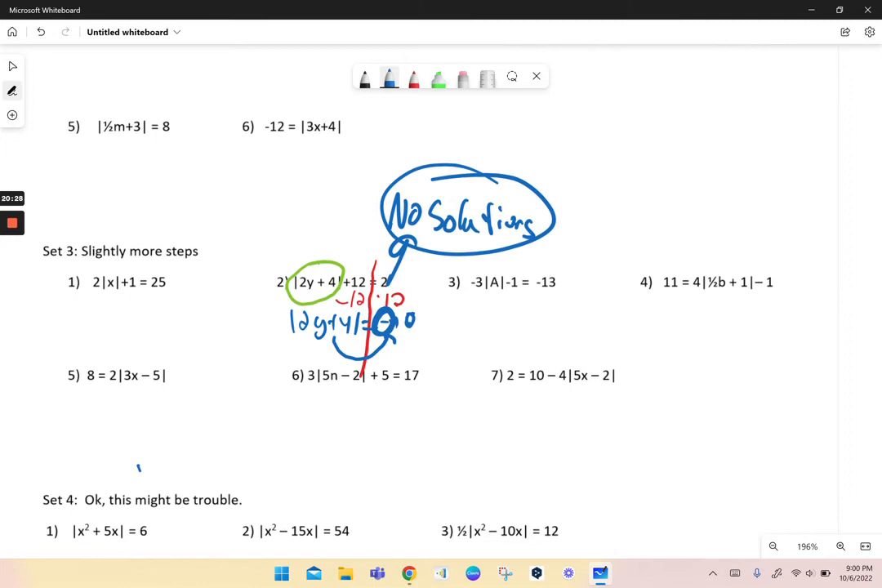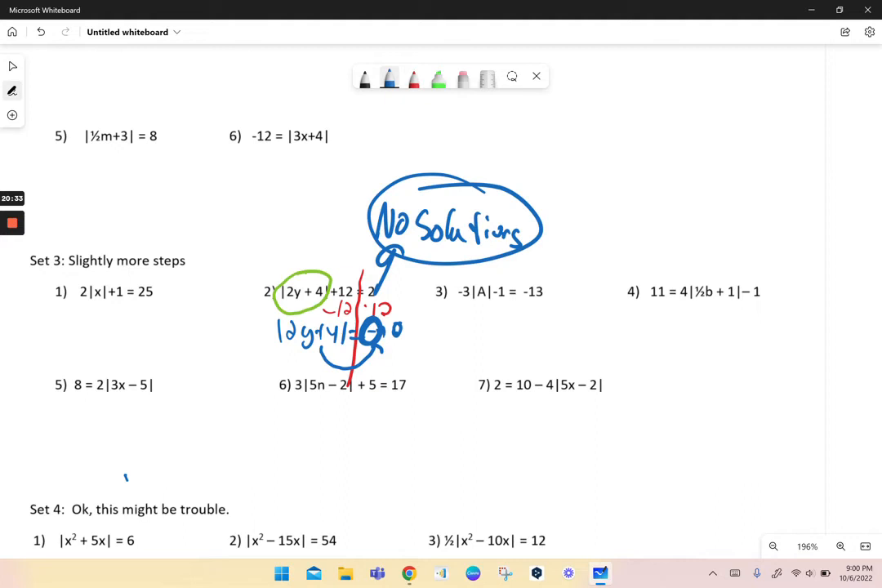Okay. Let's look at this next one. We want to try to solve it and see how you do. And hopefully you noticed you should get the absolute value part by itself first. And so we're going to go ahead and add 1 to both sides. And we get negative 3 absolute value of a equals negative 12. We're going to divide by negative 3 to get the absolute value by itself. And so now we've got absolute value of a equals 4.